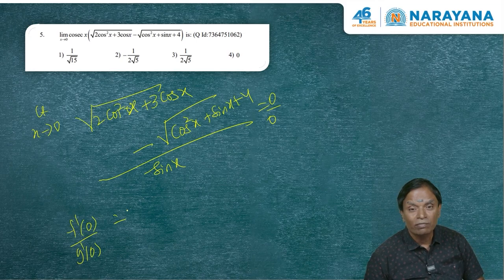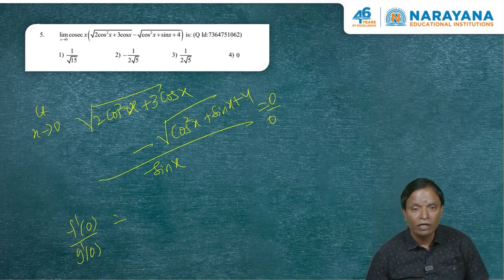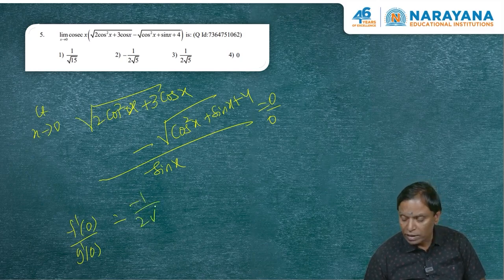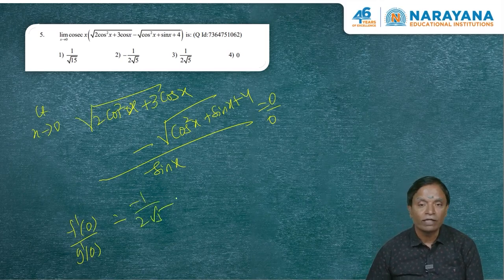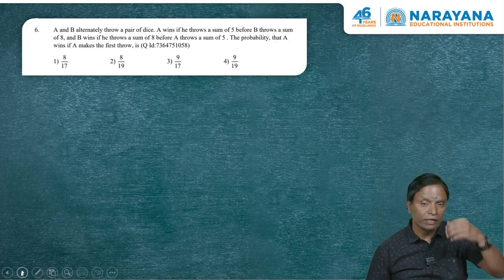It's a basic problem, but carefully differentiate the numerator separately. Denominator derivative anyhow you know. Derivative of sin x is cos x. Your f dash 0 by g dash 0 will be minus 1 by 2 root 5. Okay, we'll go to the next problem. Look at A and B, look at the problem.